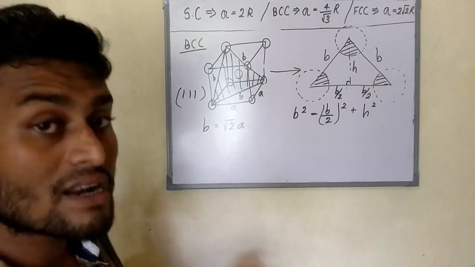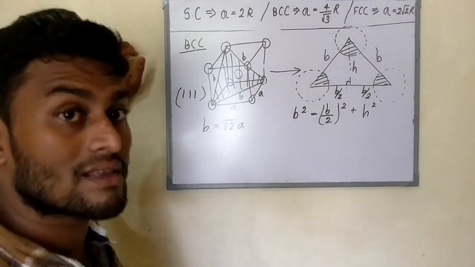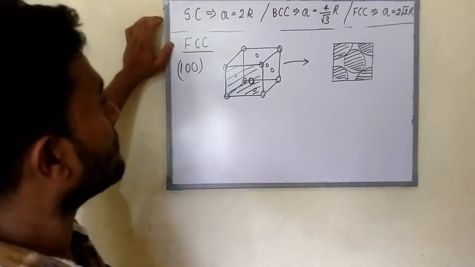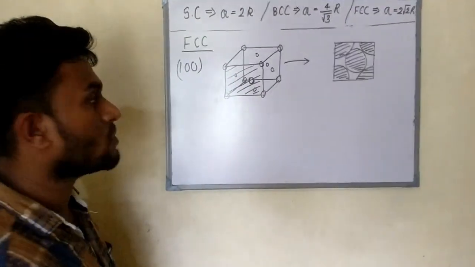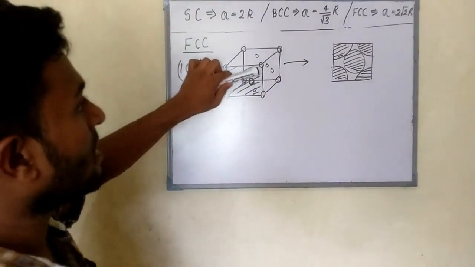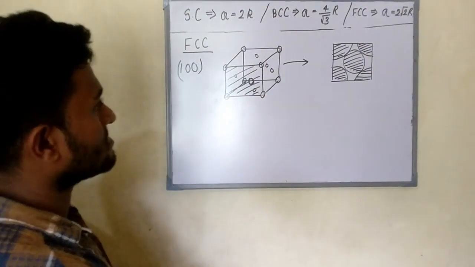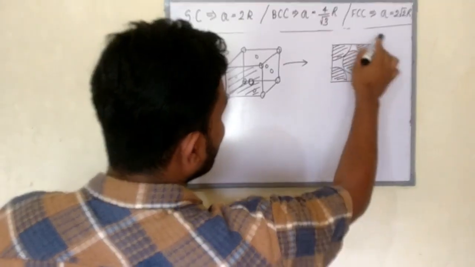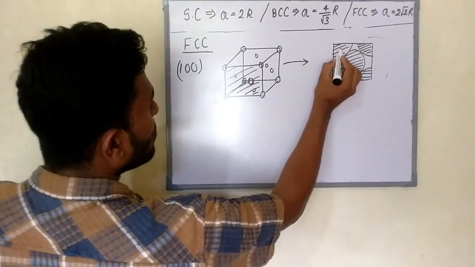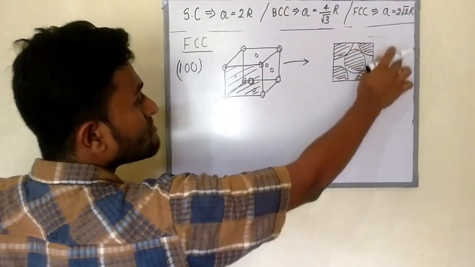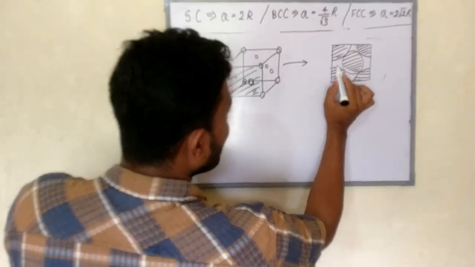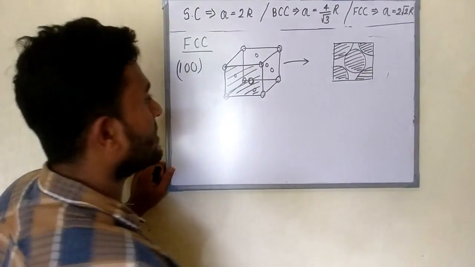Likewise, finally you can focus on how to find the planar densities in FCC structures. So it's the FCC 100 plane. Here the only difference is the atoms are placed on the faces. So from this we can get this plane like this. Here also 1 over 4 into 4 atoms are shared in the plane. And also in the face there is one atom completely.